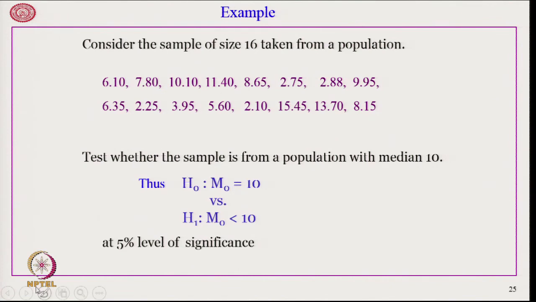So, let me illustrate with one example. Consider a sample of size 16 taken from a population. There are 16 observations, as you can see listed here, and we want to test whether this sample is from a population with median equal to 10. Therefore, we are testing the null hypothesis m naught equal to 10 against the alternative that m is less than 10, and our level of significance is 5%.